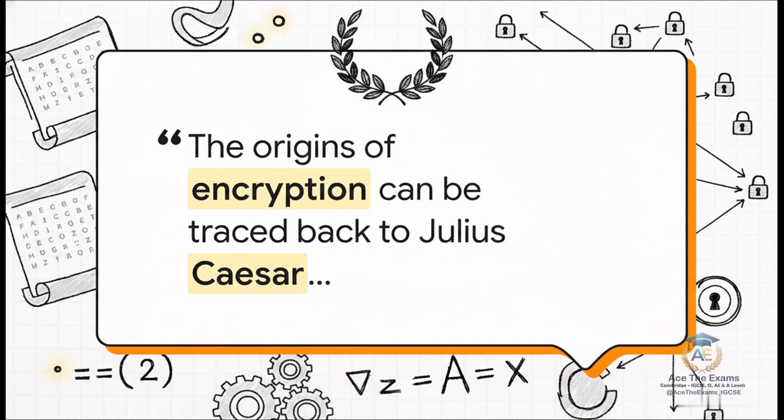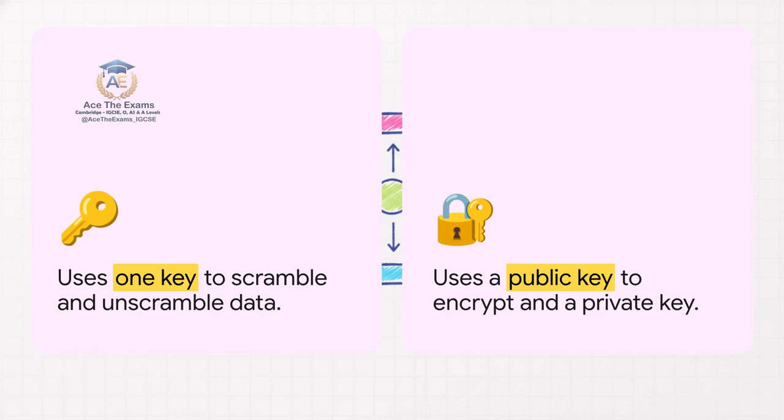He used the Caesar cipher, physically shifting the letters of the alphabet forward or backward to turn a readable message, which we call plain text, into unreadable ciphertext. We do the exact same thing today, just with unimaginably complex mathematical keys instead of simple alphabet shifts. Let's break down the two modern methods for doing this. Symmetric encryption is the simpler method. It uses one single secret key to both scramble and unscramble the data.